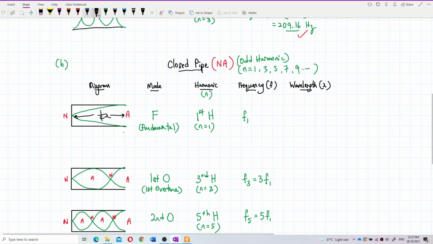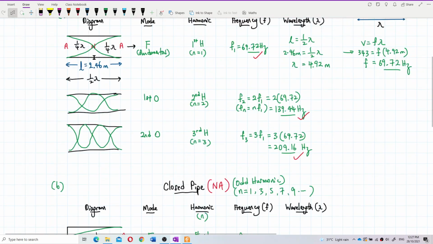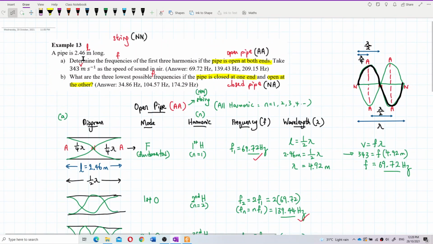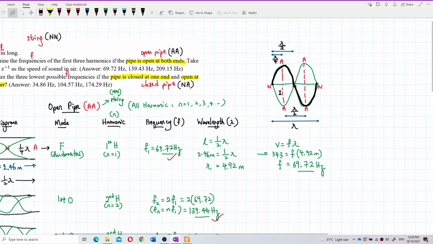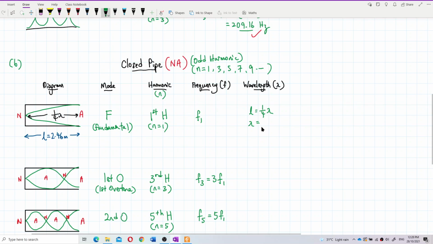And the whole length given is the same as before: 2.46 meter, in SI unit meter. The whole pipe is 2.46 meter. From the length, you can get the lambda. Let's find the lambda first. The length is 1/4 wavelength because it goes from node to antinode. Node to antinode is 1/4 wavelength. So now let's find the wavelength. This lambda is 4L.